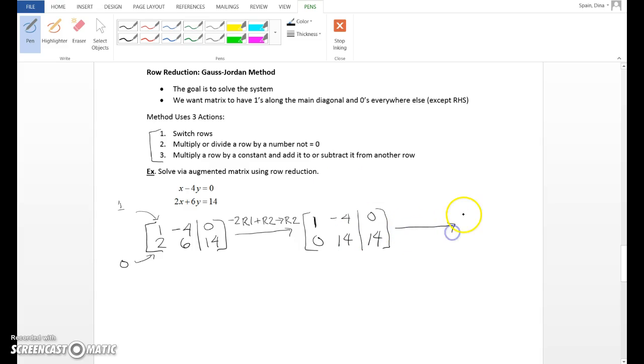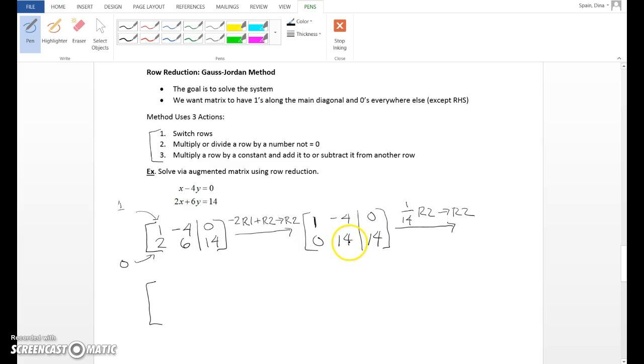So for column 2, I need a 1 along that main diagonal, so the 14 needs to become a 1. To get that 1, again, I don't want to mess with the negative 4 and then try and add it to get a 1 here, because I'm going to mess up my first column. To get the 1s along those main diagonals, you're always going to be dividing. So let's take 1/14 times row 2 for a new row 2. We'll replace row 2.